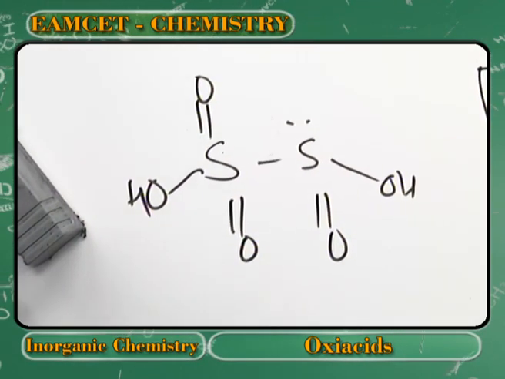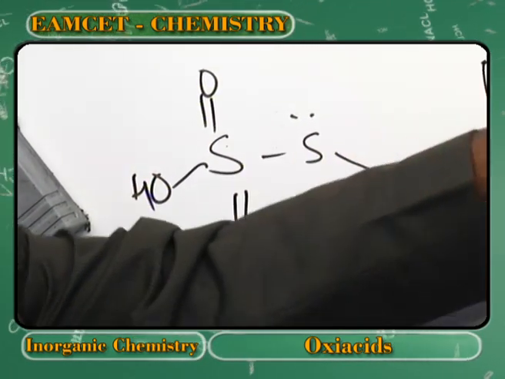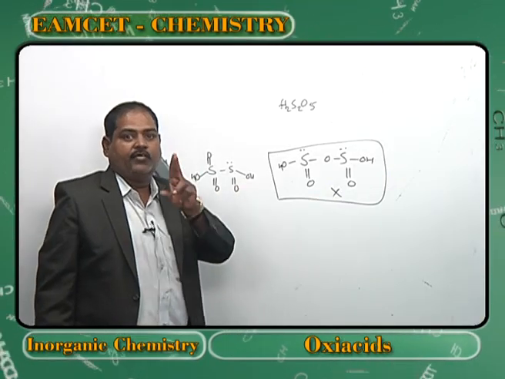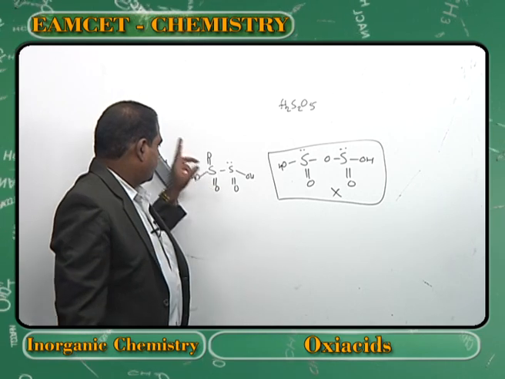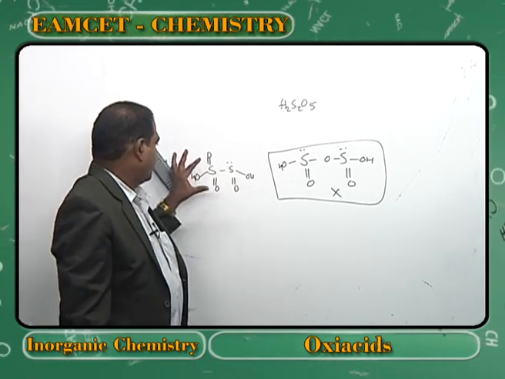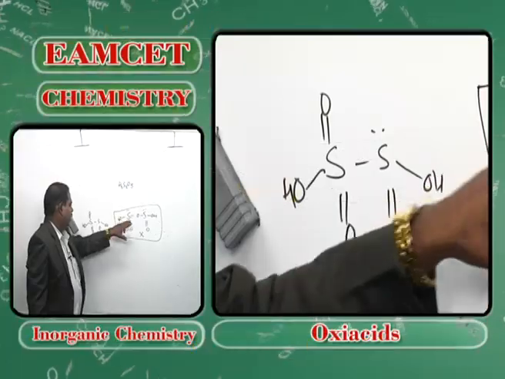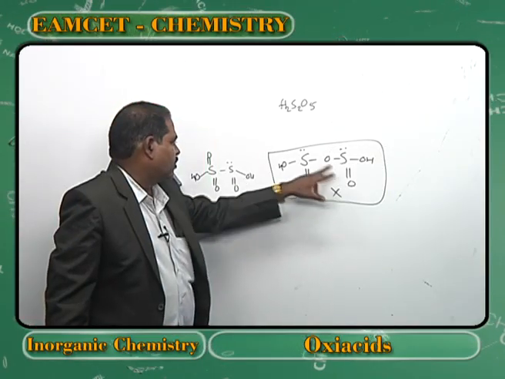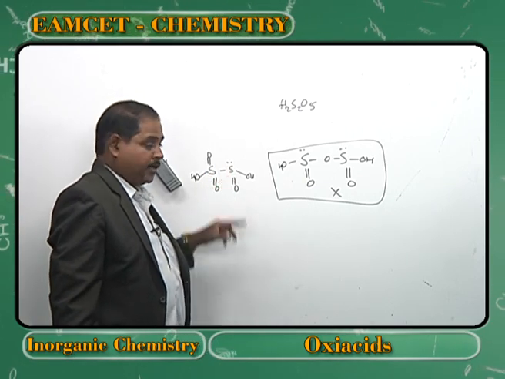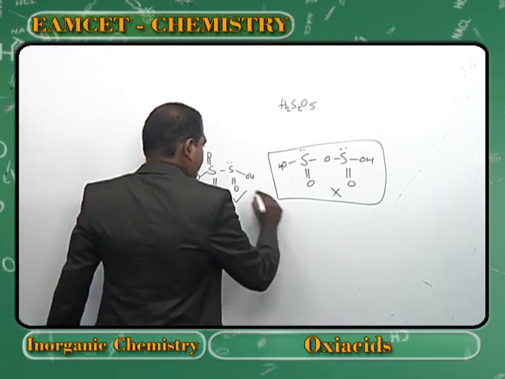Look here. Here both the sulfurs have lone pairs. Here at least one sulfur is saved from the lone pair. I repeat, at least one sulfur is saved from the lone pair, because this lone pair is avoided by putting one of the oxygens here itself. So this sulfur has 6 bonds, this sulfur has 4 bonds. So this is the correct structure and this is wrong.